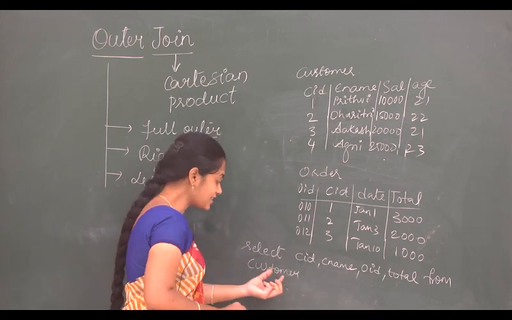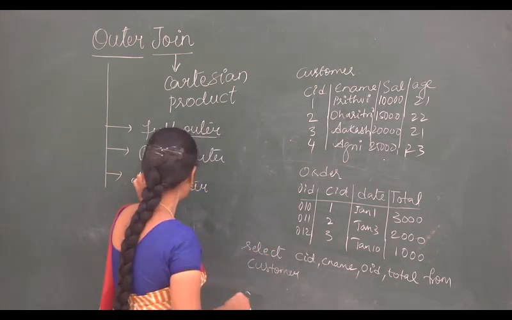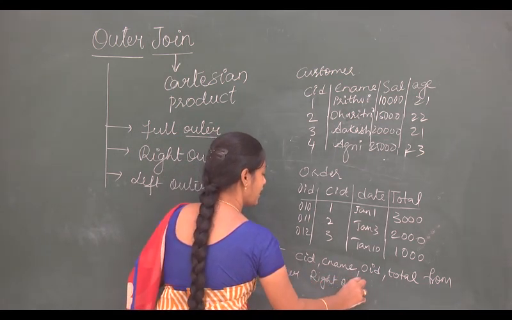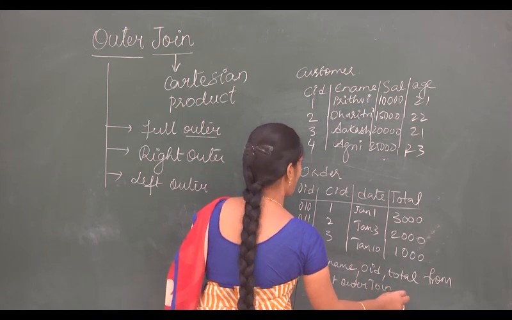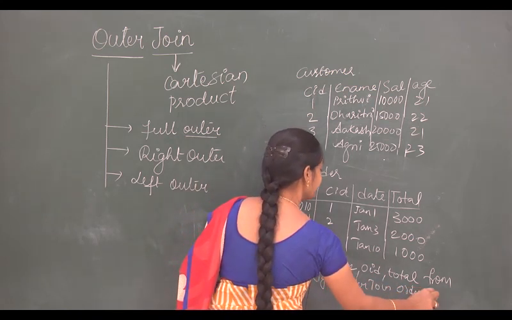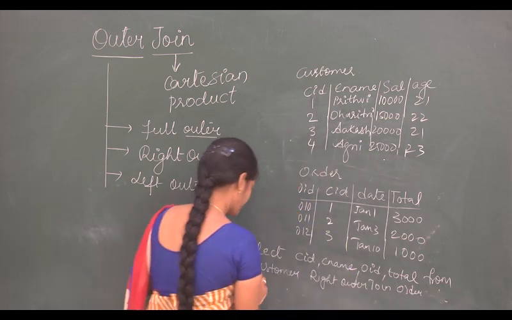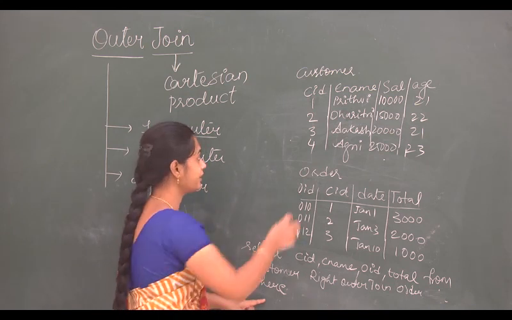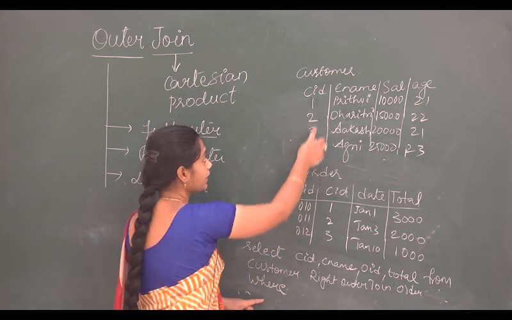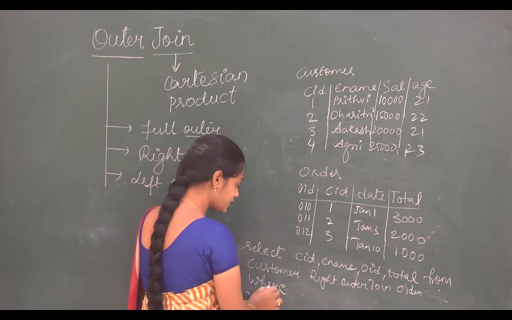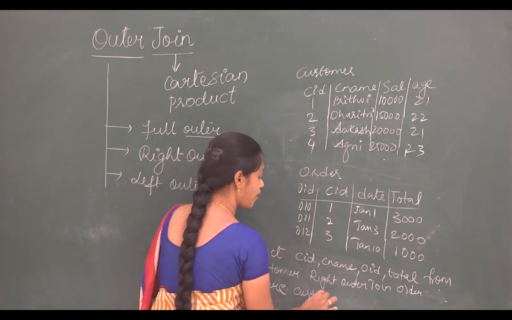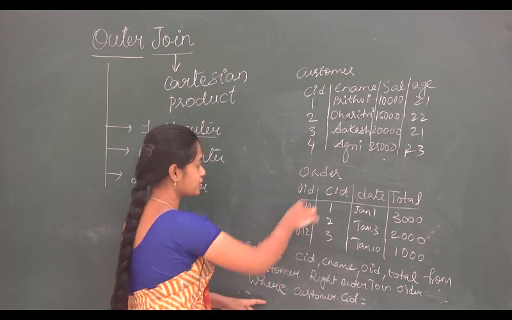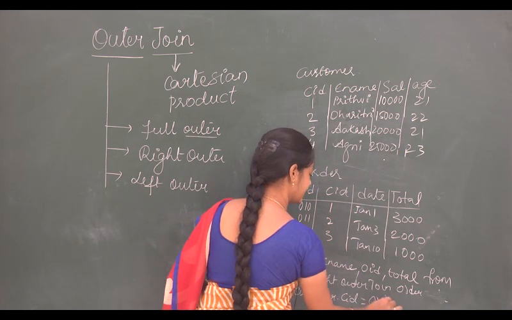So you cannot write customer comma order. How will I write? Customer right outer join order. So what is the where condition here? Always in the where condition you need to mention the common attributes. How do you write the common attributes here? Where customer.cid should be equal to order.cid.